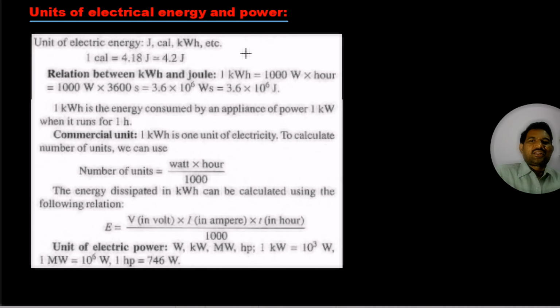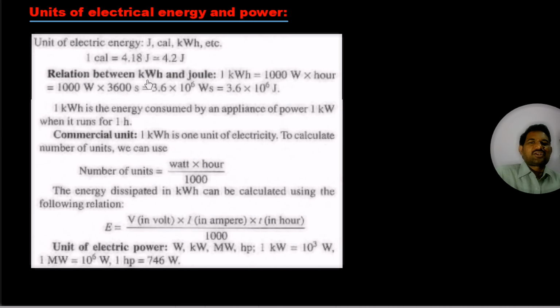And you know the unit of this electrical energy may be different units we can use here: joule, calorie, and kilowatt hour, etc. That means it is also a form of energy, so we can use different units of this energy. And you know already this relation, 1 calorie is equal to 4.18 joules, or generally for solving numericals we consider that as 4.2 joules.